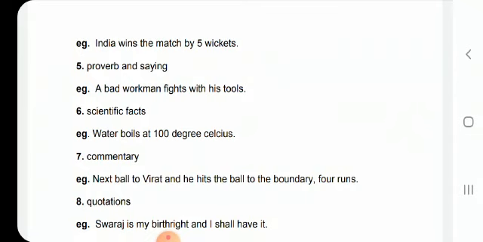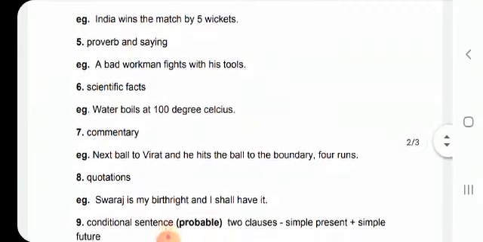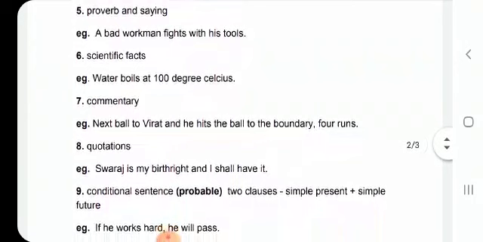Now, point number 5, proverbs and sayings. For example, a bad workman fights with his tools. Now, use number 6. Simple present tense is also used to express scientific facts. For example, water boils at 100 degrees Celsius. Next, running commentary. For example, next ball to Virat and he hits the ball to the boundary for runs. So here children, we have used simple present only.